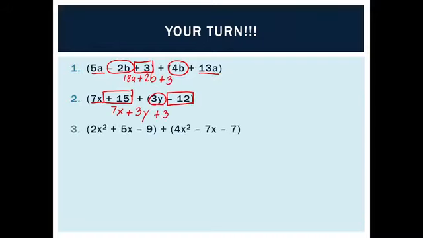Okay? Number 3. Where is the partner of 2x squared or 4x squared? How much are they together? 6x squared. Okay, 6x squared. Where else is there a partner? You tell me. Yes, correct. 5x or 7x. Now, positive 5x and negative 7x, how much is that when we combine them? Okay, 2. What is the sign? Negative. Very good. Negative 2x. Then, how much is negative 9 and negative 7? Both negative, so we add. We have negative 16. So that is our answer for number 2.